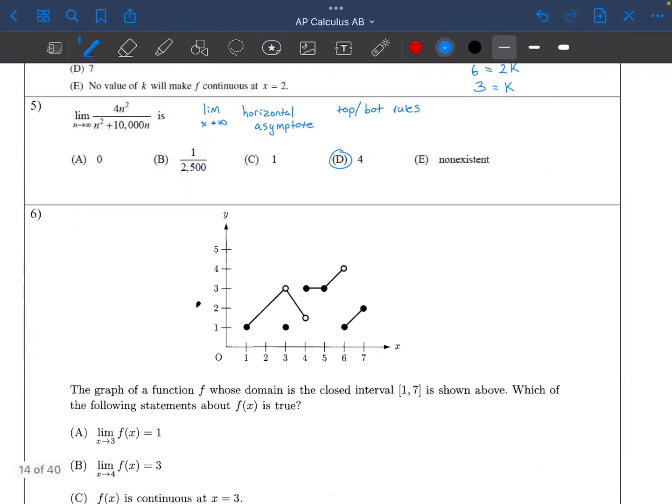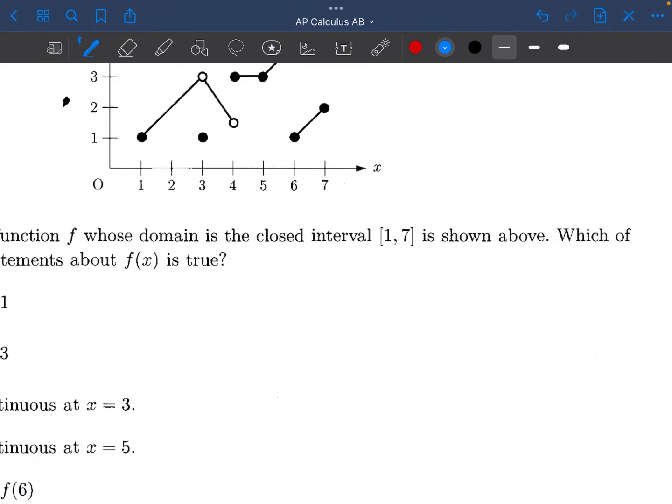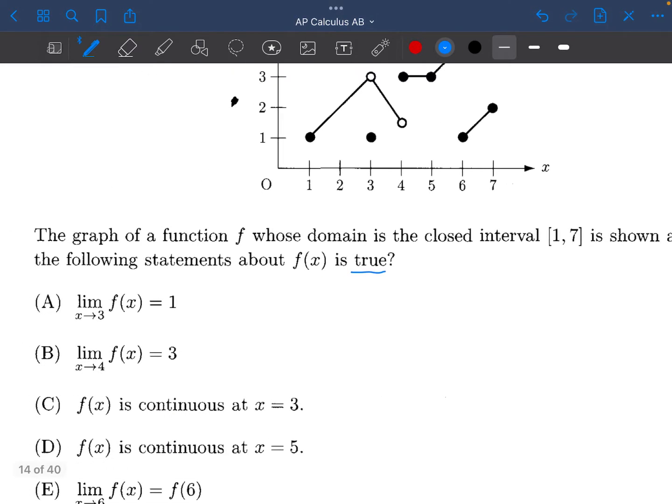Moving on to number 6. All right, we've got this graph, and we're looking for something that is true. And it's always important to underline true, because sometimes they're asking for what is false, and if you misread the problem, you will definitely get the wrong answer. All right, so that means all of these things essentially are false except for 1.